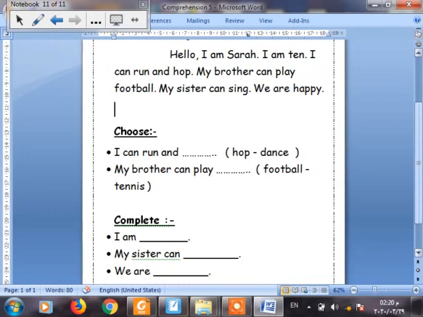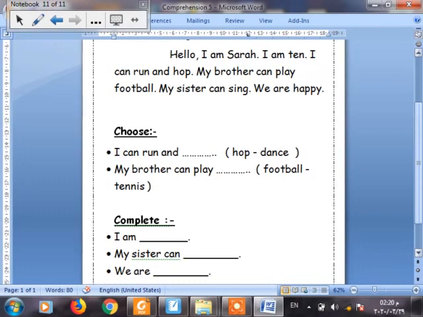I am 10. I can run and hop. My brother can play football. My sister can sing. We are happy. Again, let us read it once more. Hello, I am Sarah. I am 10. I can run and hop. My brother can play football. My sister can sing. We are happy.